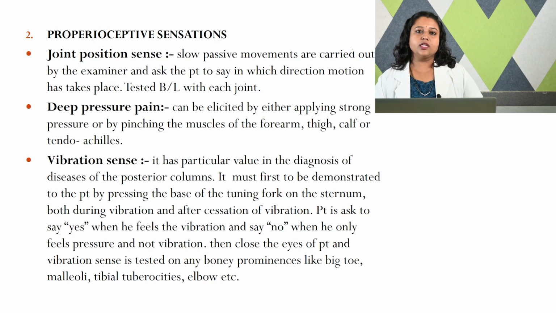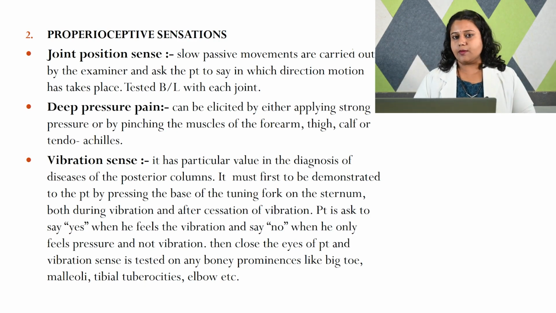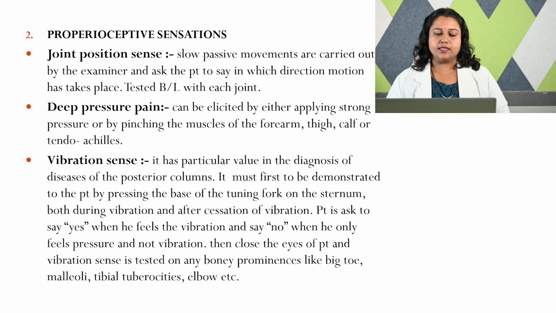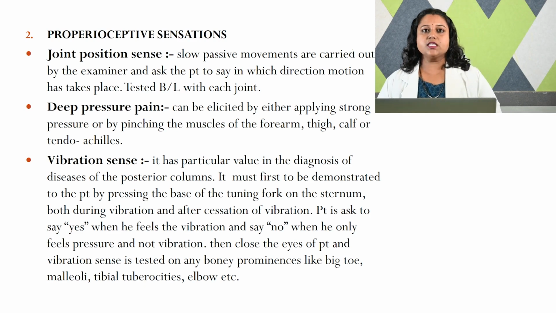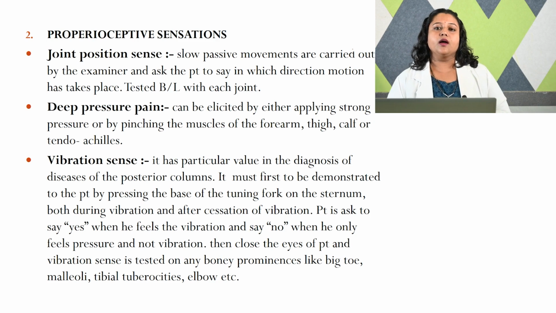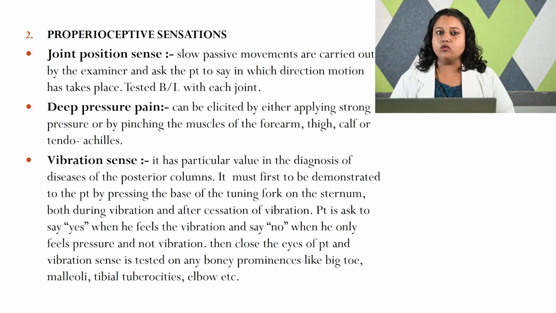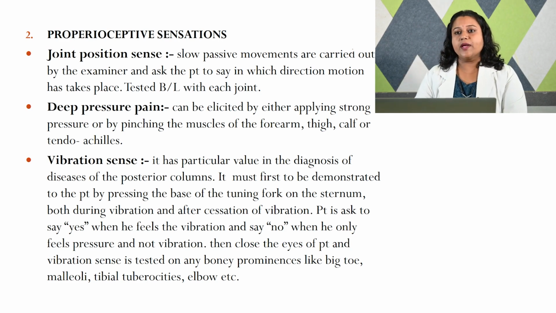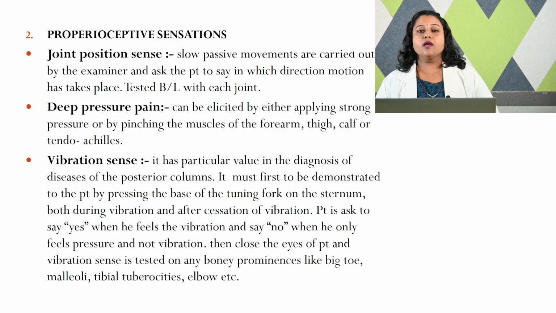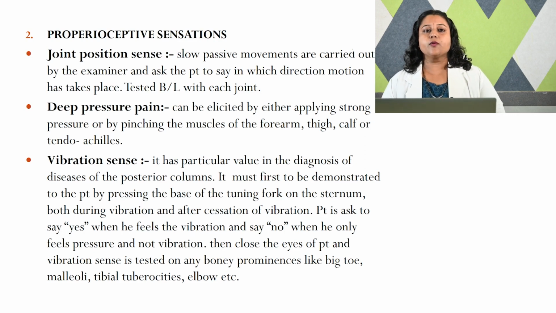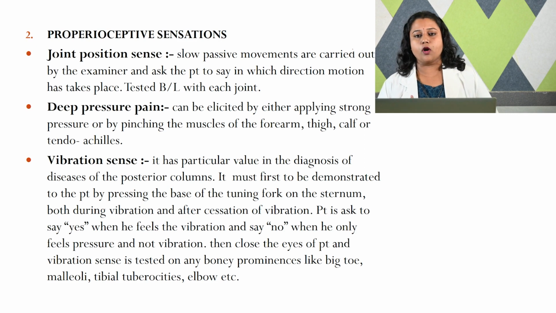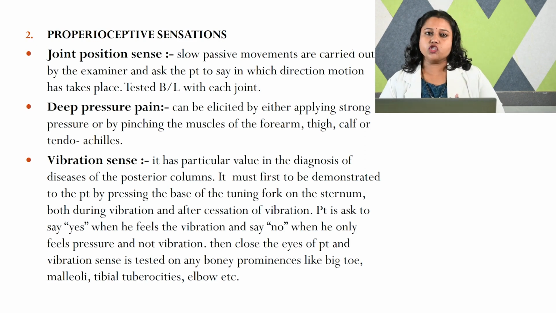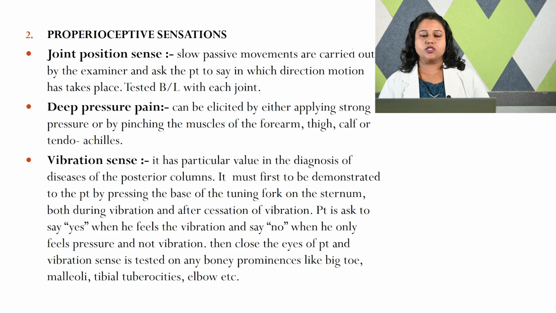Now the next examination is proprioceptive sensory examination. There are three types in this proprioceptive examination. First is joint position sense. Slow passive movements are carried out by the examiner, and the patient is asked to say in which direction the motion takes place, tested bilaterally with each joint. This checks whether the functioning of the proprioceptors is proper or not.